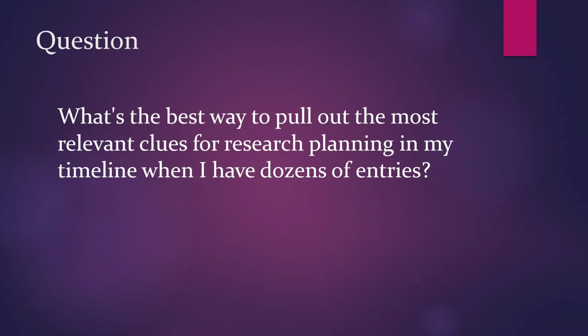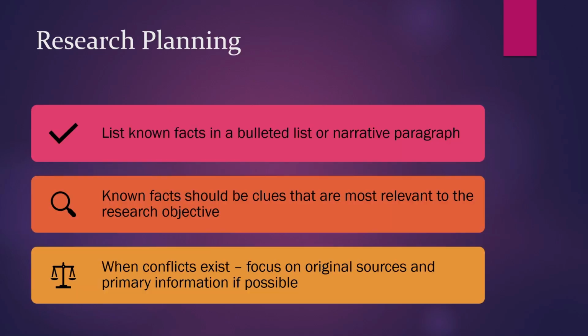But in the research plan, you need to draw out the most relevant clues. You do this to really help you get in the frame of mind for what you need to search for in your research plan. Listing the known facts in either a bulleted list, a narrative paragraph, or even a table can really help you get those clues into the forefront of your mind. And the known facts for your research plan should be clues that are the most relevant to the research objective.